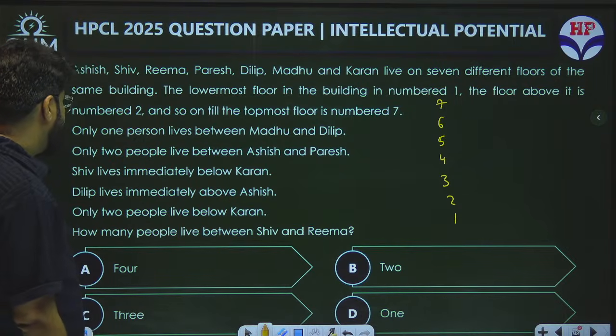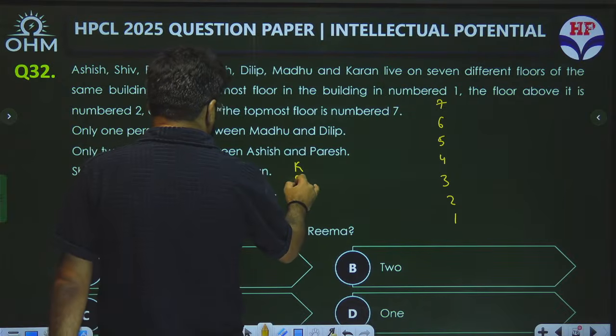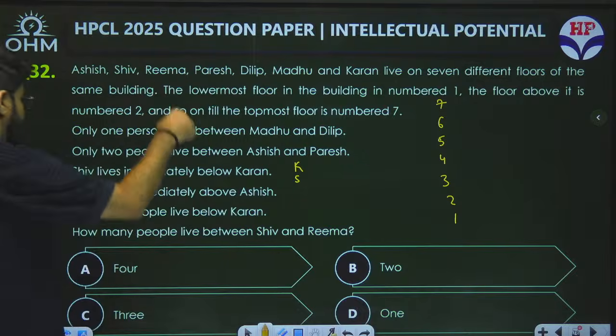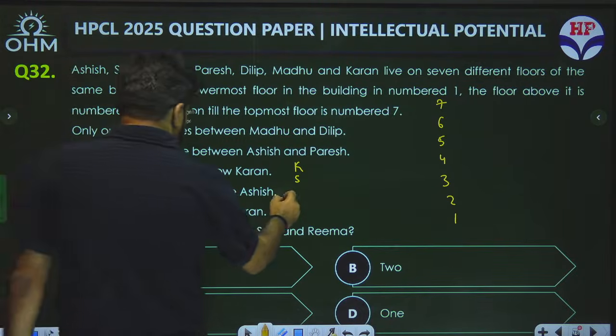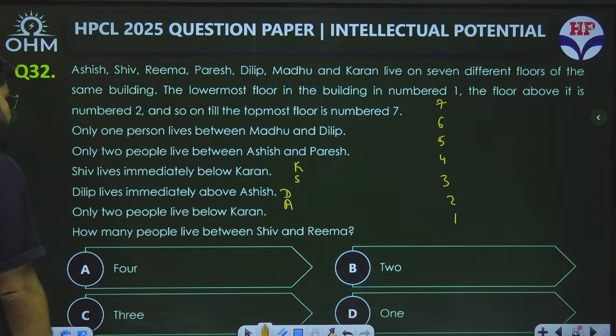Okay. Shiv lives immediately below Karan. So there is one combination: Karan and Shiv will be together. Shiv is below Karan. Dilip lives immediately above Ashish. So Dilip is immediately above Ashish, DA. And only 2 people live below Karan.